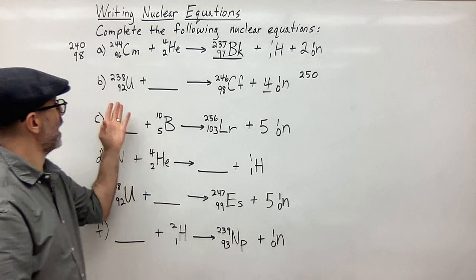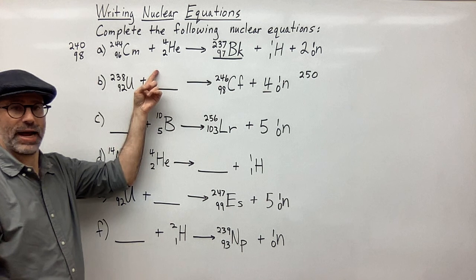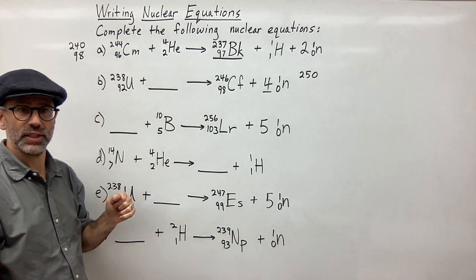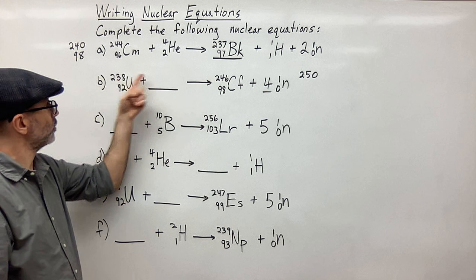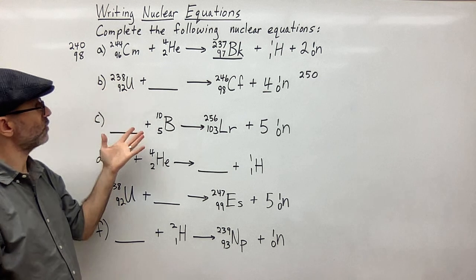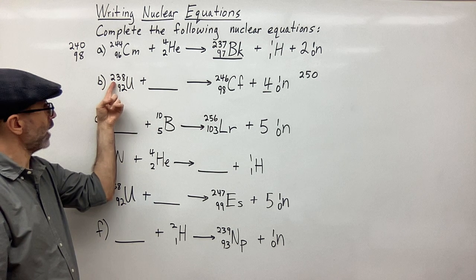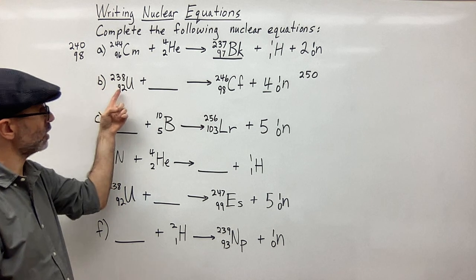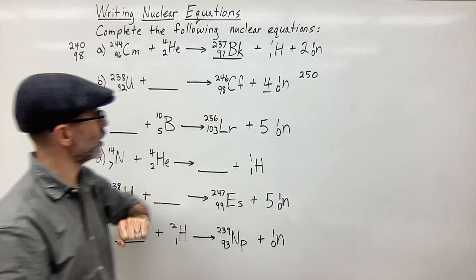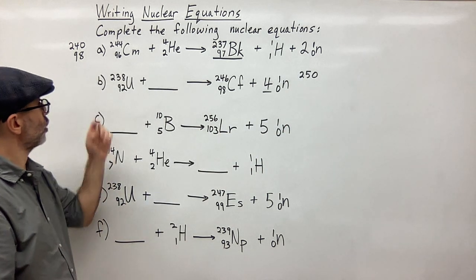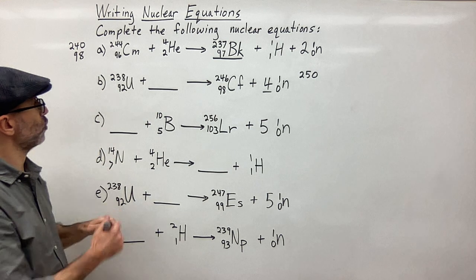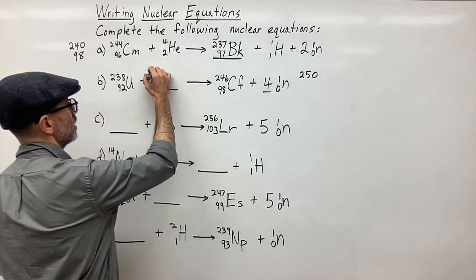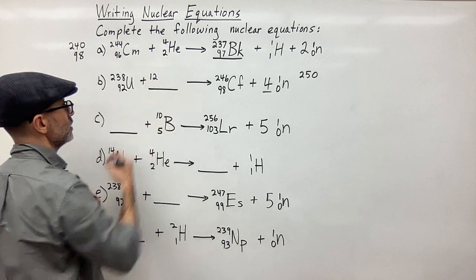So that means that this plus whatever number has to equal a total of 250. So we have 238. So what plus 238 gives us 250? Well, if we subtract 238 from the 250 over here, we'll get our answer. So 250 minus 238 is going to be 12. So the top number is 12.